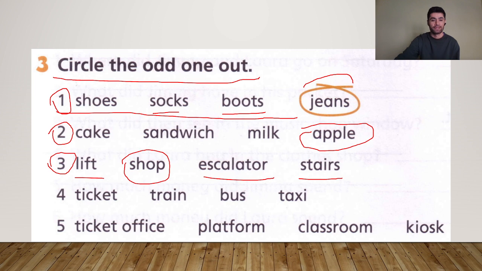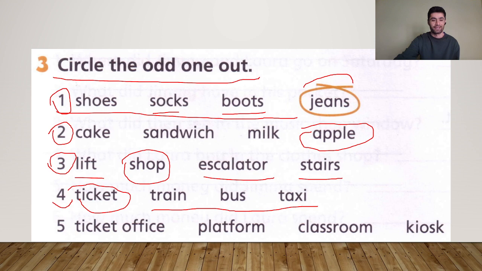Correct. And the next one is line 4. And we have also 4 words here. And which one do you think is the odd one? Yes, very good. Ticket is the odd word here because train, bus, and taxi are the means of transport, the types of transport, but ticket is not a type of transport, right?